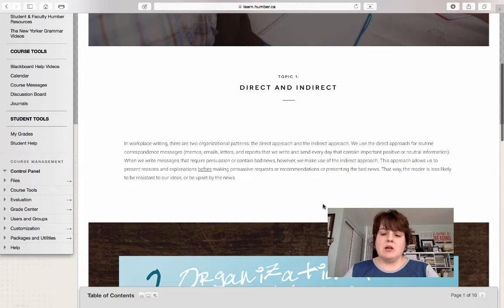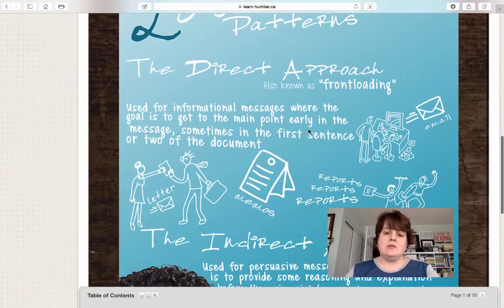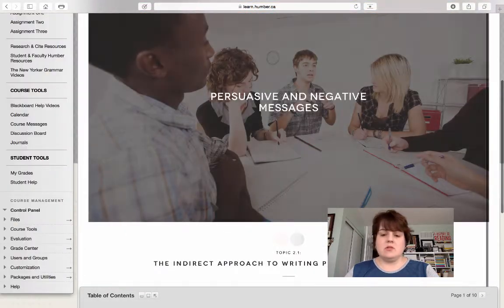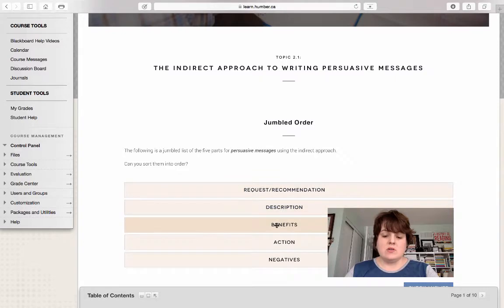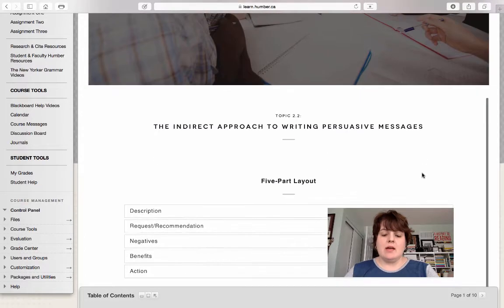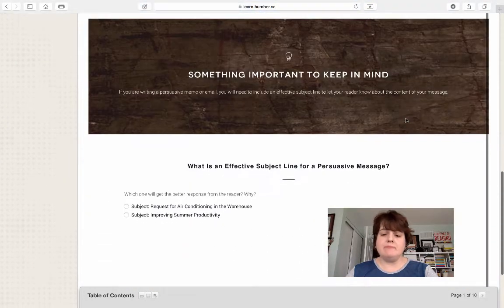And just like with the previous modules, you can just click through. There are some little exercises that you can do to review some of our material. There's that graphic with the direct approach and the indirect approach, just to remind you. Just click through by hitting next. Here's some review of the order, the five parts for persuasive messages. This is a jumbled order activity, so you can move them around to wherever you think they should be, and then you can check your answer. And then there are descriptions for each section of that five-part layout. Again, what we've just gone through in the PowerPoint, but it's there for review.